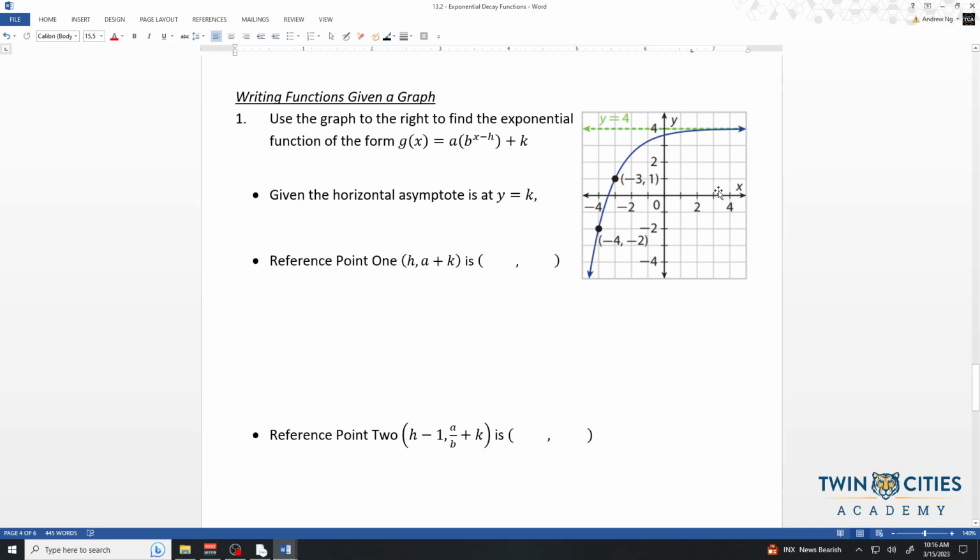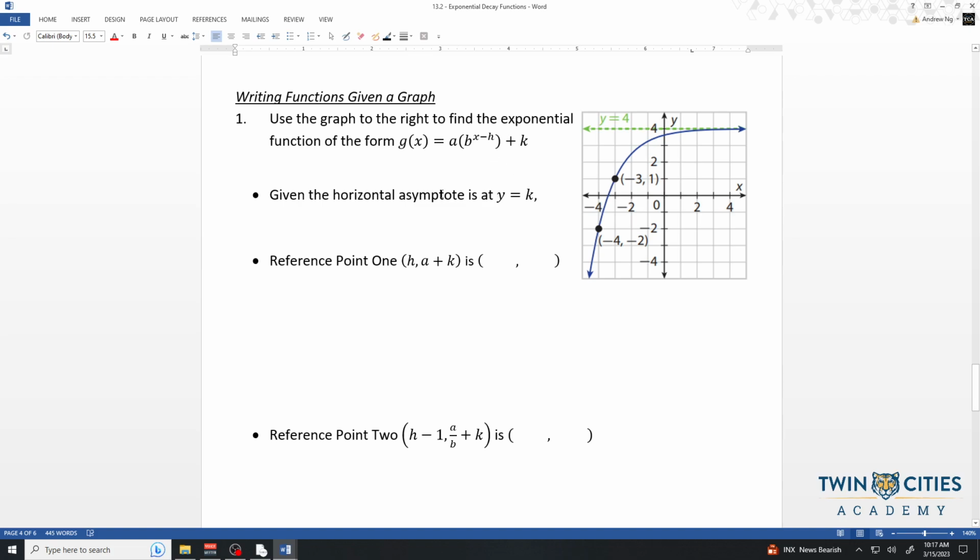So here I've got a graph. It says use the graph to the right to find the exponential function of the form g of x equals a times b to the x minus h plus k. In this graph, I've got a few things. I've got a horizontal asymptote at y equals 4. And then I've got this curve here with 2 points identified, -4, -2, and -3, 1.